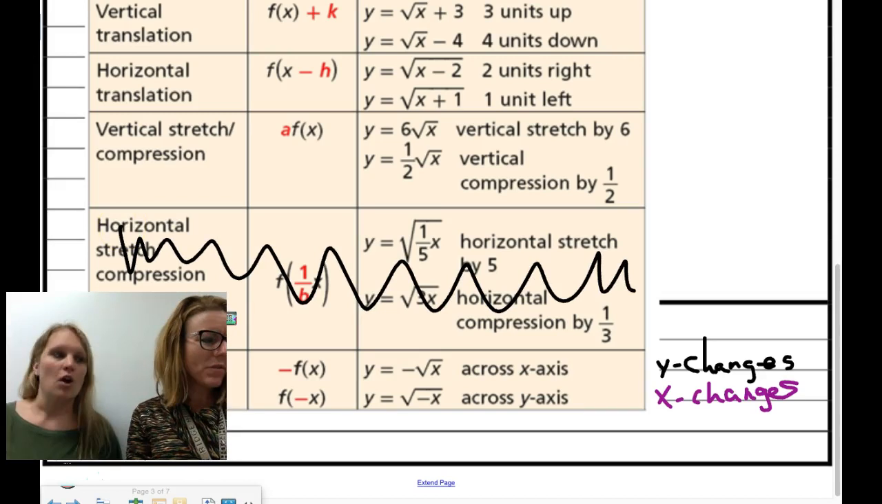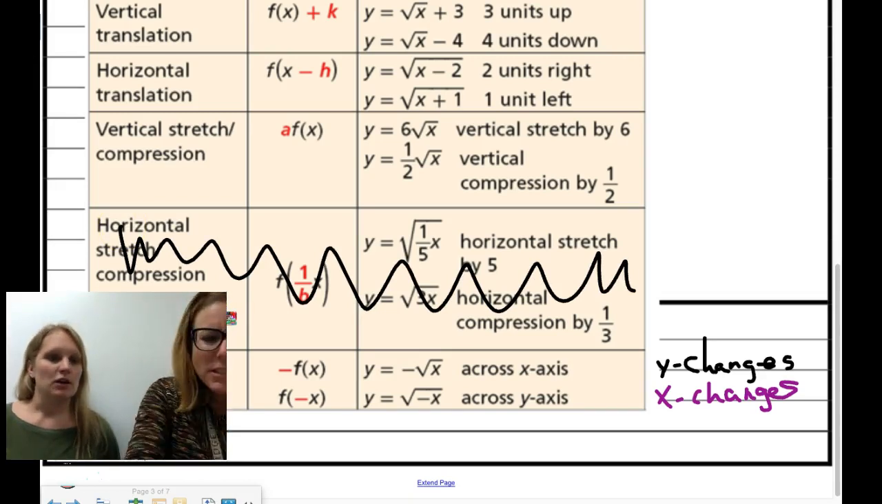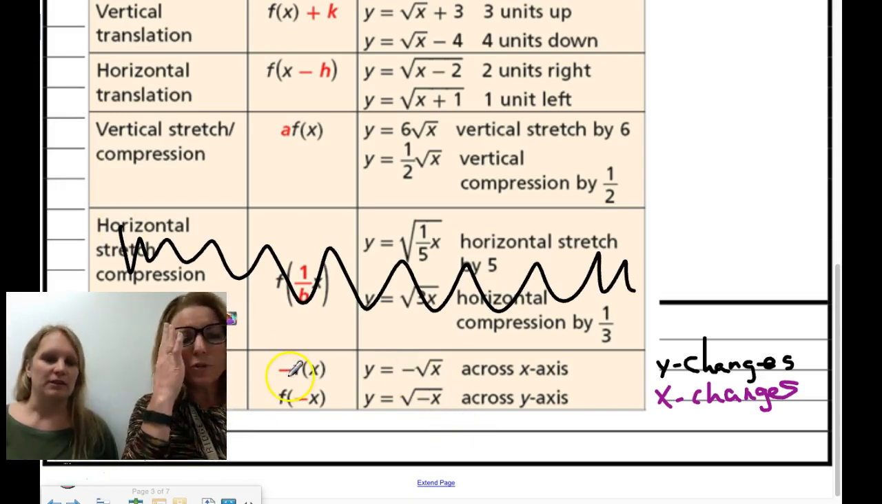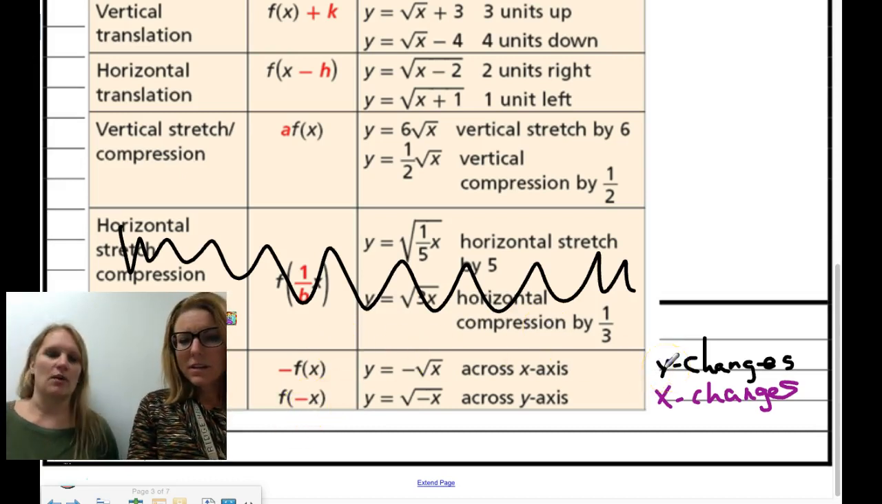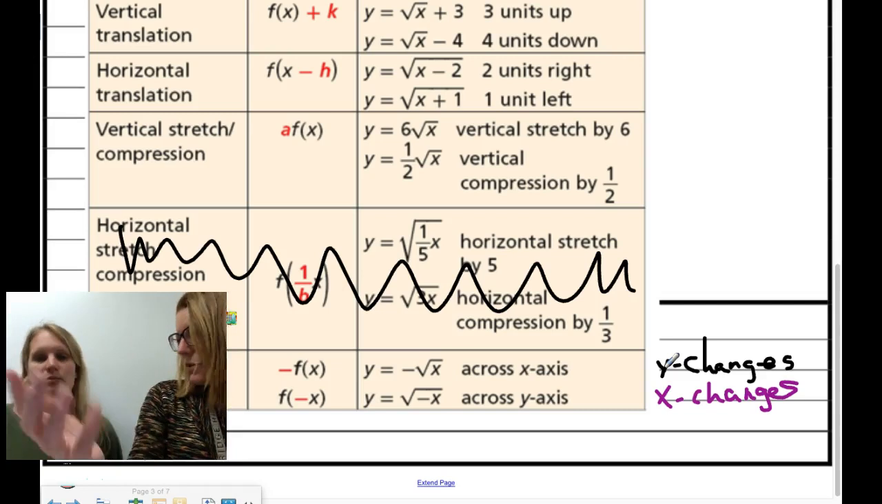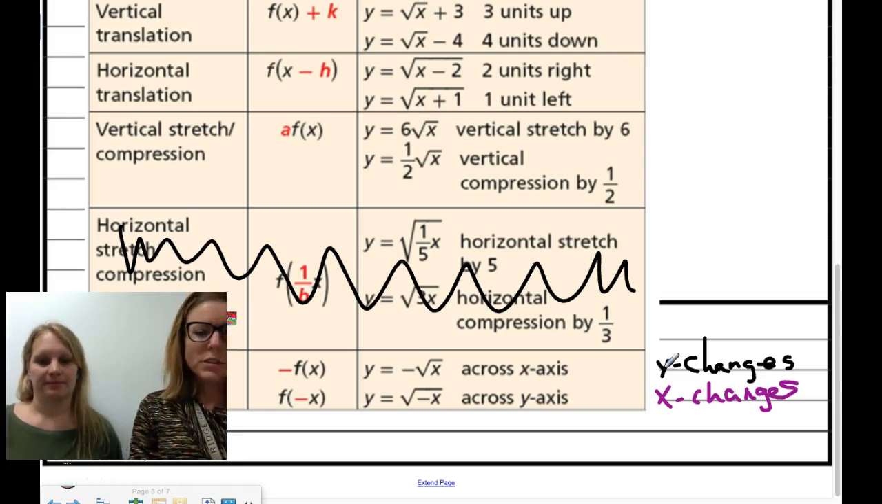It's in their notes though. Remember, it says reflection. If we do the negative on the outside, it's the y that changes. If it's on the inside, the x changes. And you reflect across the x-axis versus the y-axis. That's why we wrote that extra note.